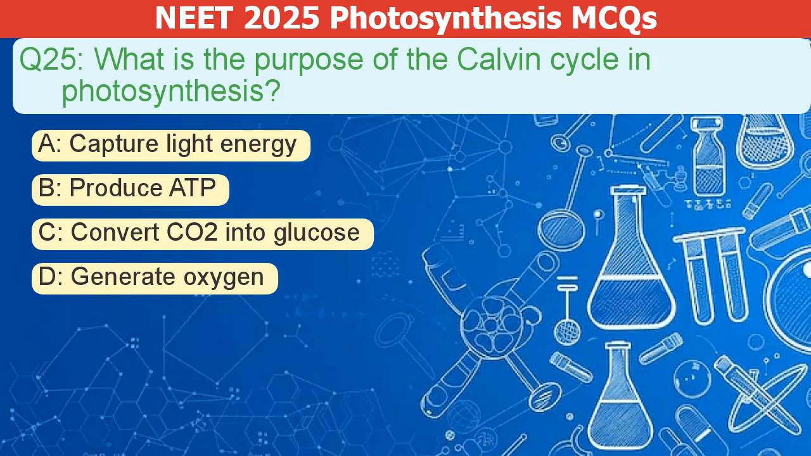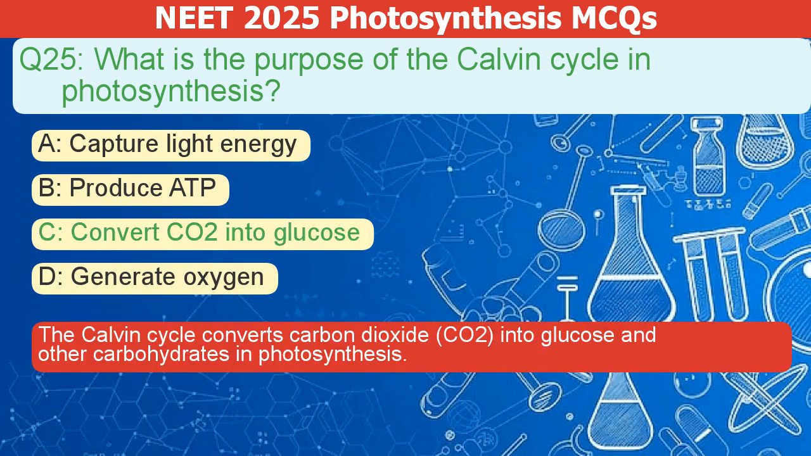What is the purpose of the Calvin cycle in photosynthesis? A. Capture light energy. B. Produce ATP. C. Convert carbon dioxide into glucose. D. Generate oxygen. The correct answer is C. The Calvin cycle converts carbon dioxide into glucose and other carbohydrates during photosynthesis.